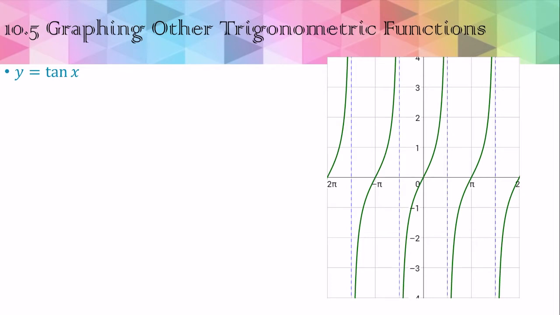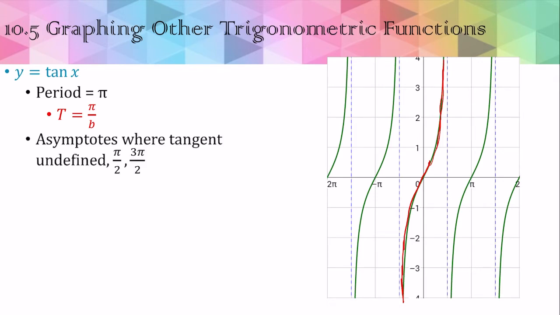Tangent has a funny looking graph, as you can see. The period is pi. A period is one up and one down, so in this particular case, that is one period, and it's just pi. So our period is pi over b if we have the a's and b's.